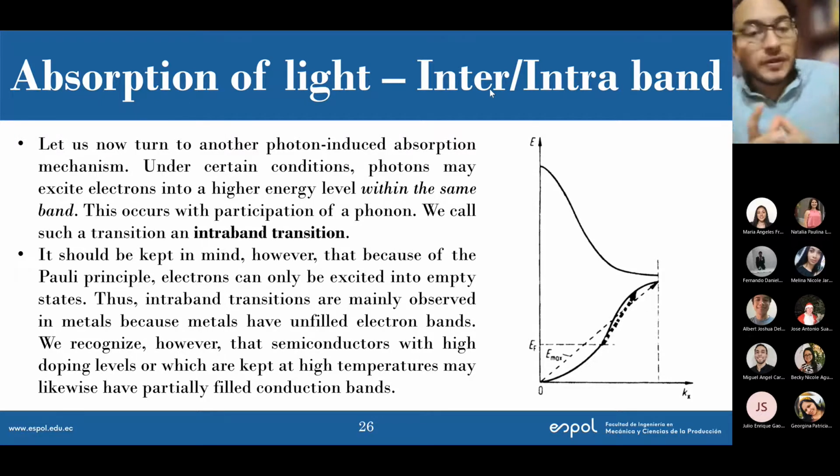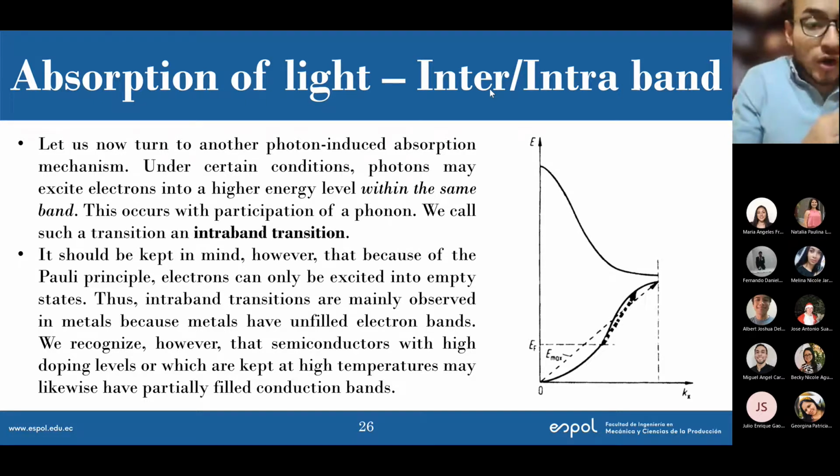But it's a bit different, because in this case, we're not going to deal with electrons going to higher energy levels in the next band. In this case, those transitions only happen to higher energy levels, but within the same band. So from the bottom of the valence band to the top of the valence band. I'm not jumping to the next band, I'm just jumping to a higher energy level, but in the same band. That, as you may imagine, is called an intra-band transition. And actually, in this mechanism, we have a combination of photons and phonons.